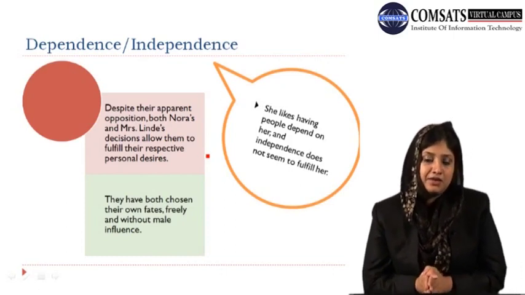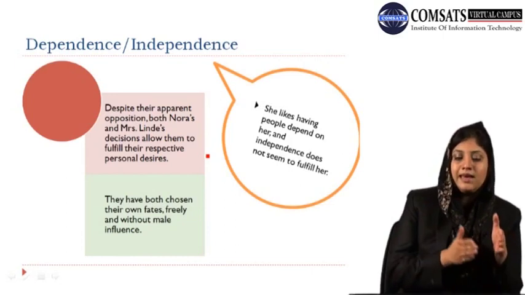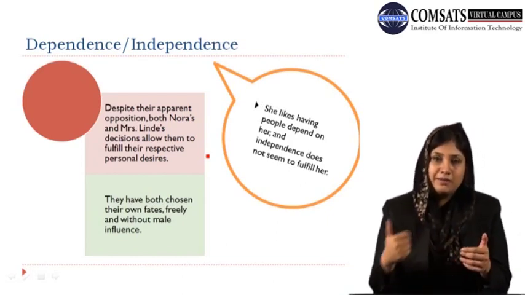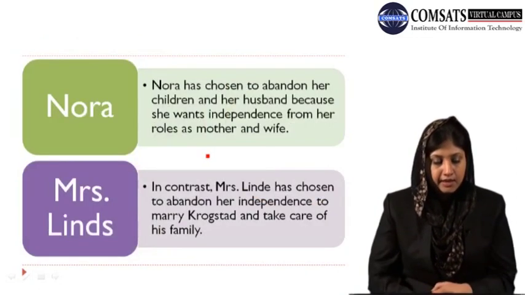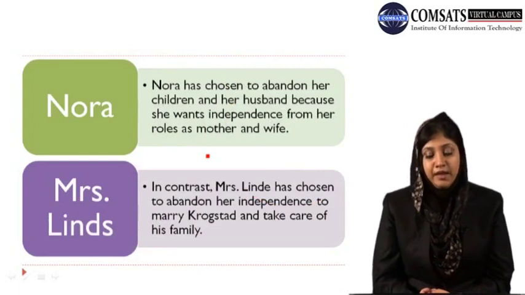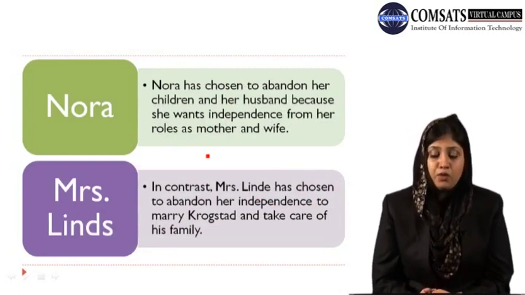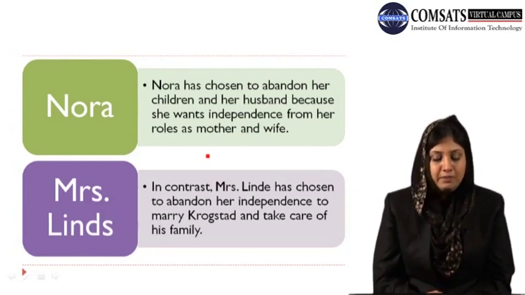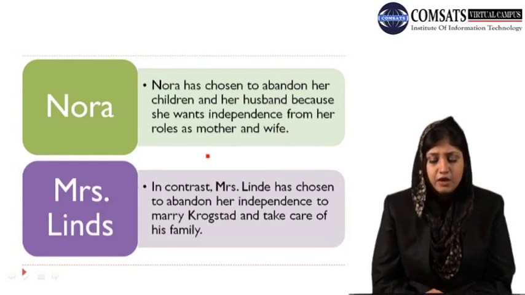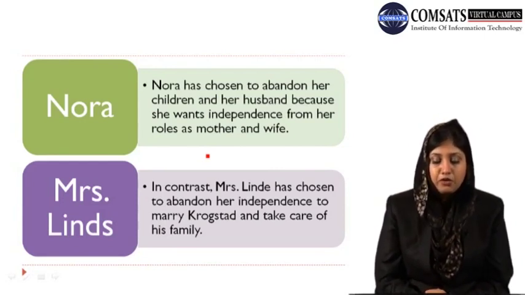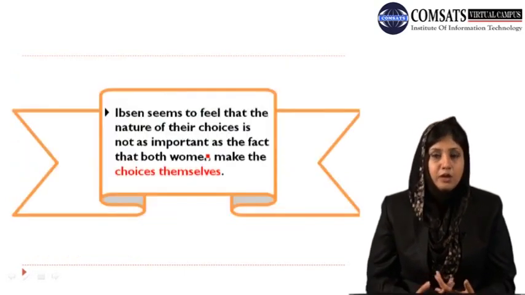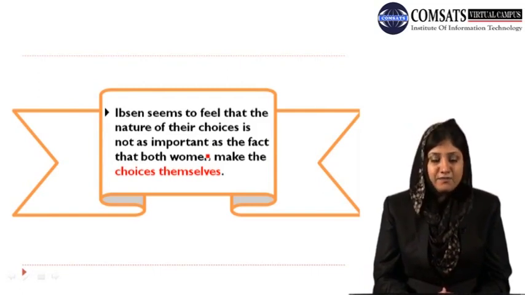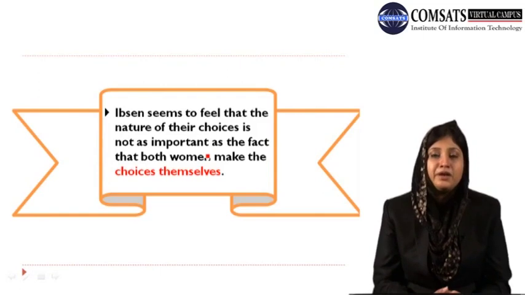So we see that Nora is a character who moves from dependence to independence, and Mrs. Lind is a character who moves vice versa, in the opposite direction, from independence to dependence, because that's how she likes. Nora has chosen to abandon her children and her husband because she wants independence from her roles as mother and wife. This is what is very apparent in the text. However, Mrs. Lind, in contrast, has chosen to abandon her independence to marry Krogstad and take care of his family. Now, Ibsen seems to feel that the nature of the choices of both of these women is not as important as the fact that both women make their choice independently.